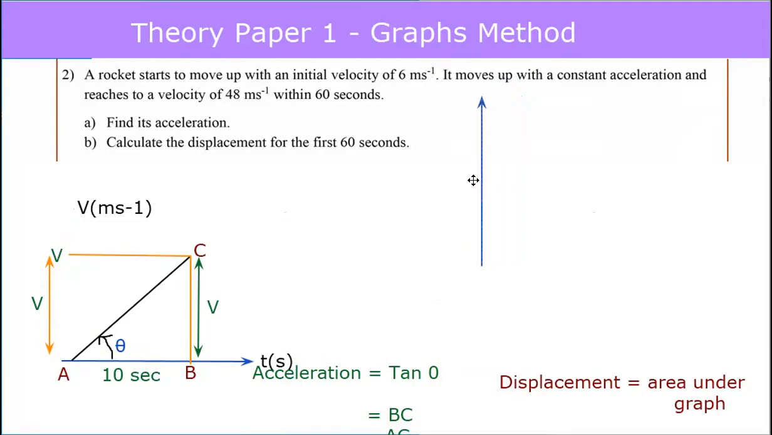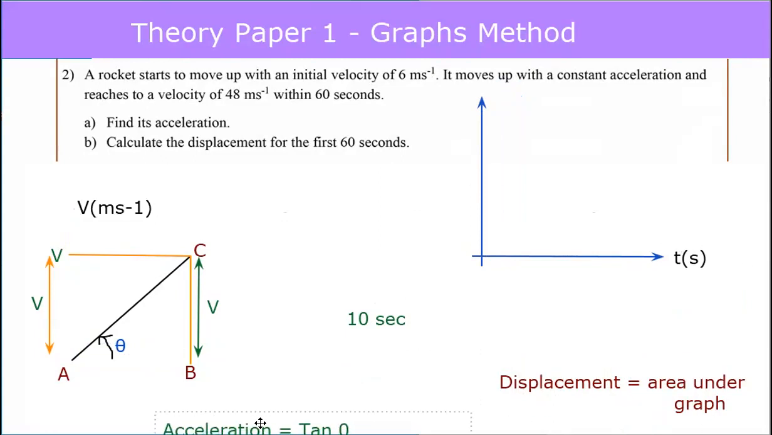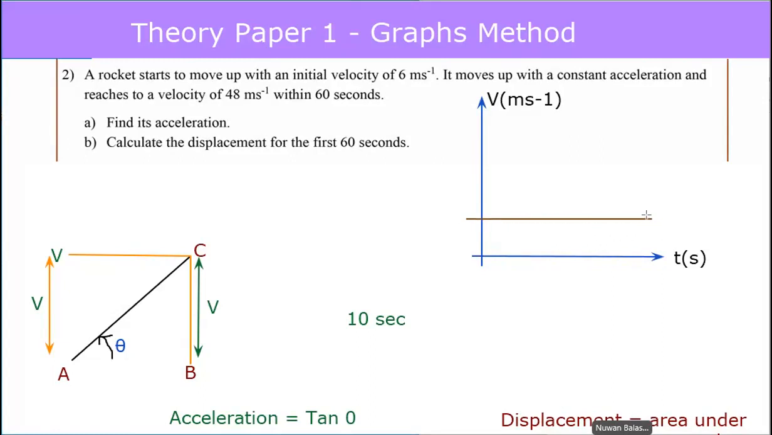If I keep the x-axis here and the y-axis here, right? Okay, so time is this. Velocity is this, right? So what is the starting velocity? A rocket starts to move with the initial velocity of 6. Therefore, initial velocity is 6. So let me mark initial velocity is 6. Final velocity is 48. They have given the two velocity values.